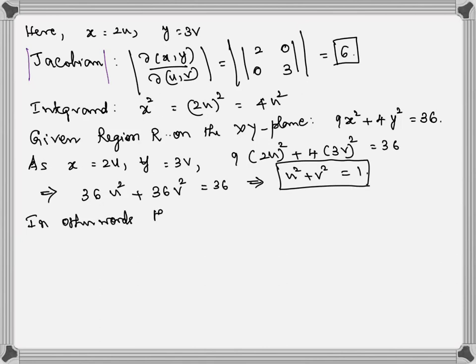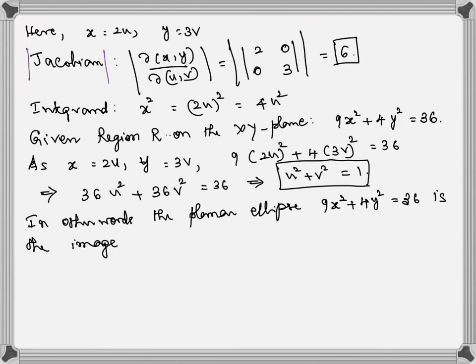In other words, the planar ellipse 9x squared plus 4y squared equals 36 is the image of the unit disk, which is u squared plus v squared less than or equal to 1. The moment we see the domain to be a disk, polar conversion will be the best method.